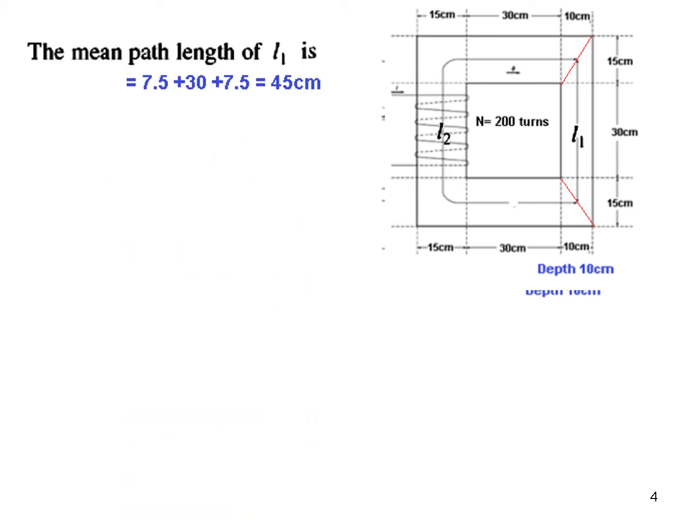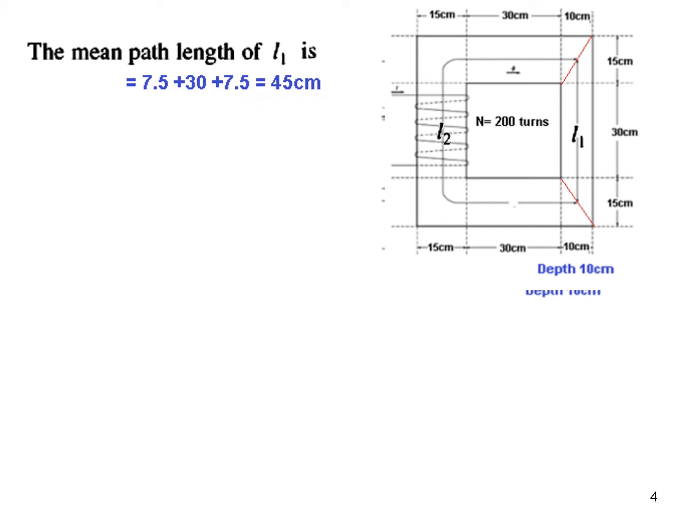So first of all, let's find the length L1. The mean path length of L1, now this is the mean path. So L1 is from here to here. Now this portion you can see is half of 15 centimeter, so that is 7.5. Then we have 30 centimeter, then half of 15, that is 7.5. So 7.5, 30, 7.5 makes 45 centimeter.